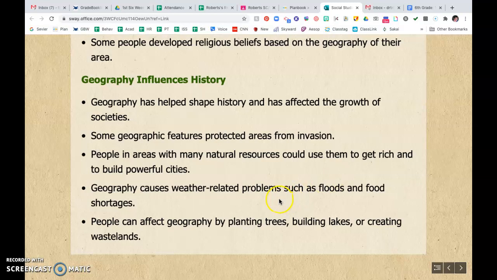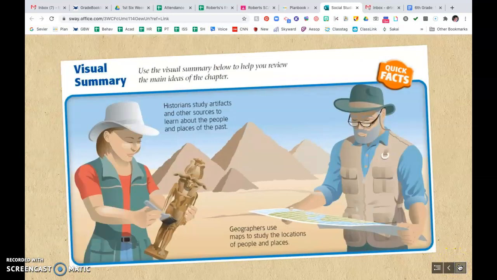And geography causes weather-related problems, such as floods and food shortages. So you have to pay attention to the geography of the area. And people can affect geography by planting trees, building lakes, or unfortunately creating wastelands. So again, these are all things that we're going to talk about as we go through our study of ancient civilizations this year in 6th grade.